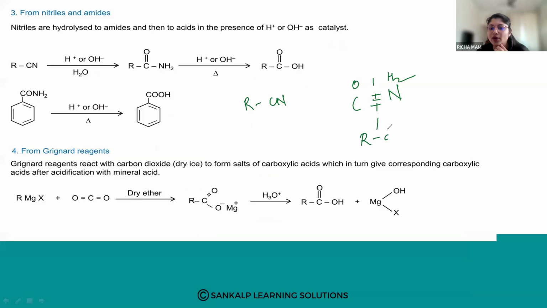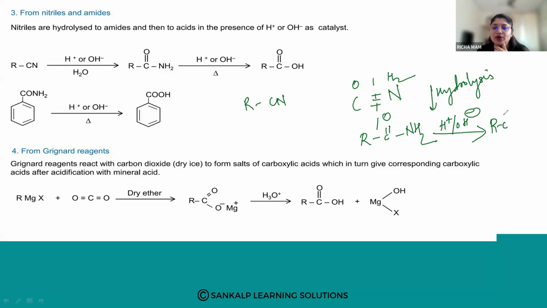So from nitriles, after performing the hydrolysis, I'm going to get what? Amides. After doing hydrolysis, I'm going to get amide. This amide in the presence of a catalyst like H plus or OH minus, I'm going to get what? I'm going to get a carboxylic acid. Okay, so this is also another preparation wherein you can prepare your carboxylic acid. So please remember all these methods of preparation.